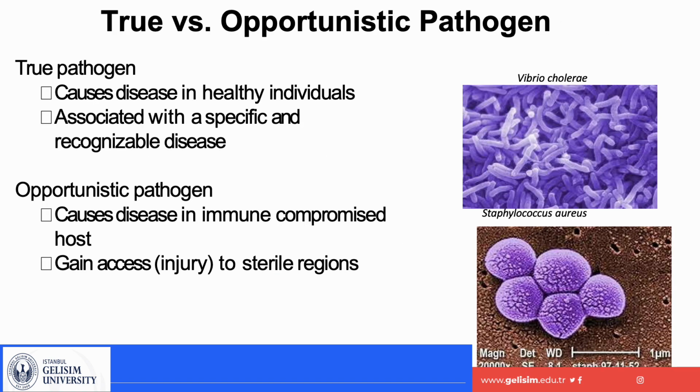So there are two types of pathogens: true pathogens and opportunistic pathogens. True pathogens cause disease in healthy individuals, and they're associated with a specific and recognizable disease. On the other hand, opportunistic pathogens cause disease in immune-compromised hosts and can only gain access to sterile regions of the body, such as the bloodstream or internal organs, when there's an injury or a breach in the body's defense.